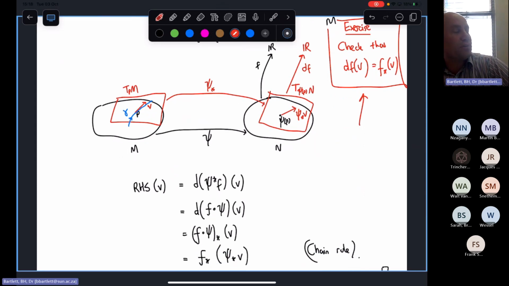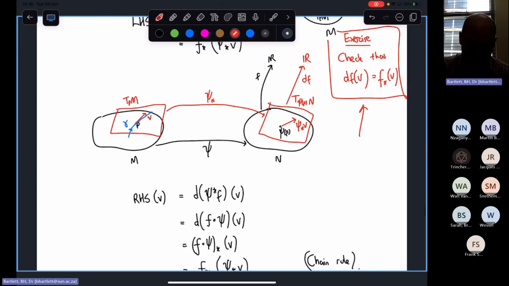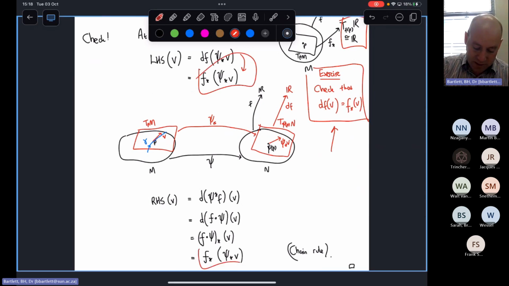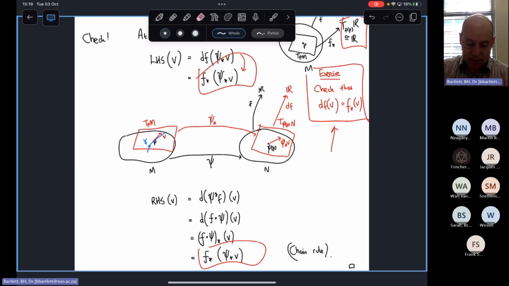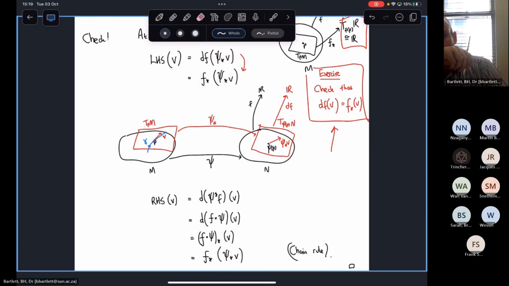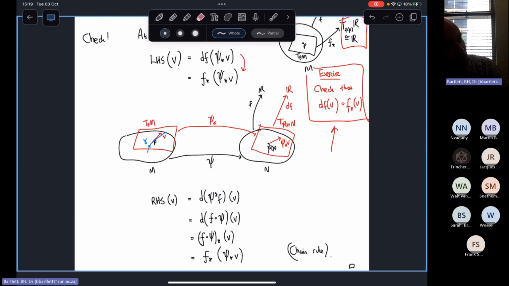F composed with psi pushed forward is the same as first you push forward along psi and then you push forward along F. Derivative of a composite is the composite of the derivatives. So that's how I get that this is equal to that. Okay, any questions? So you can see that differential geometry is just a language.